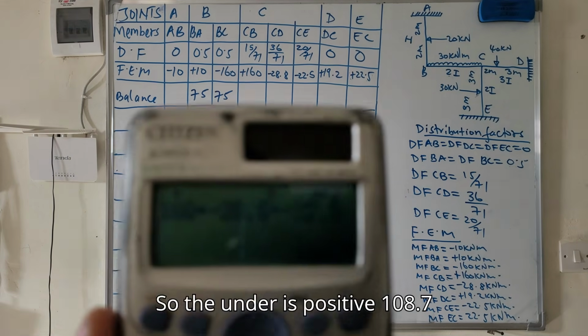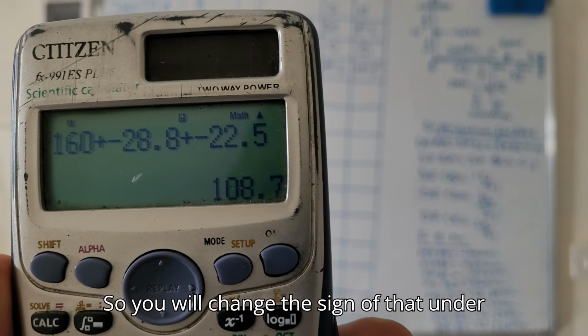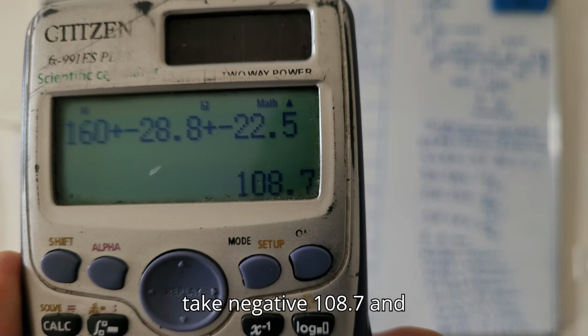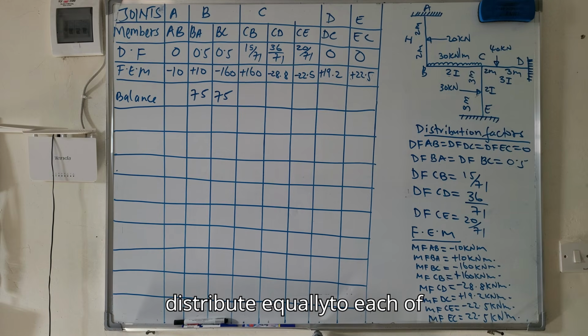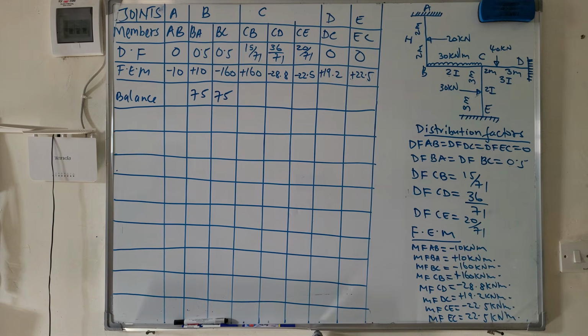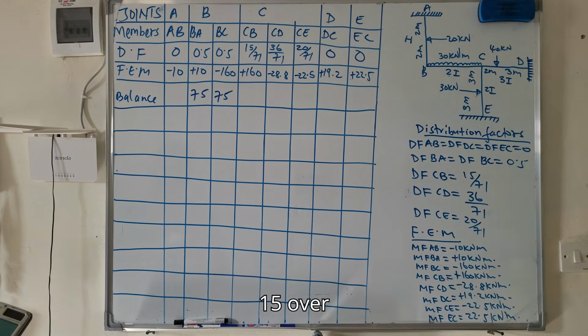So the answer is positive 108.7. So you will change the sign of that answer, which is positive, to negative. So we will take negative 108.7 and distribute equally to each of these members. So negative 108.7 times this one, 15 over 71.